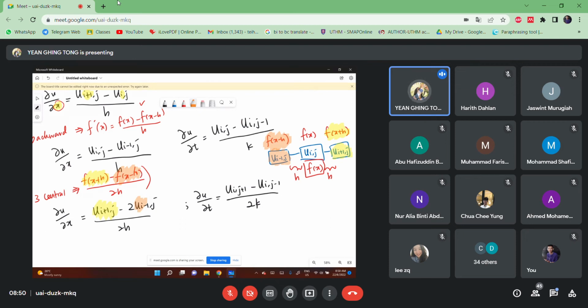Why did I put 2 there? Do you mean this one? Sorry. This one should not have a 2. There is no two. Sorry, there is no two. So here is the Ui minus 1j. You mean just now the two? How come there is? Yes. How come I don't have two there?